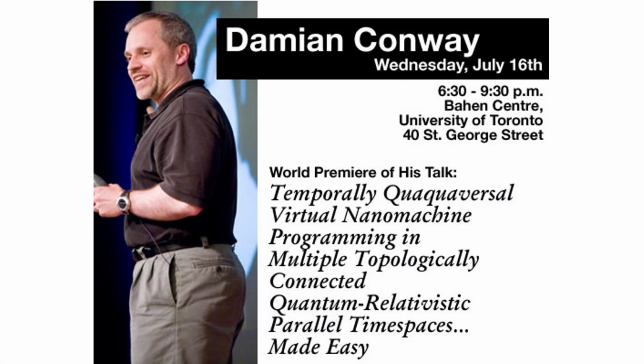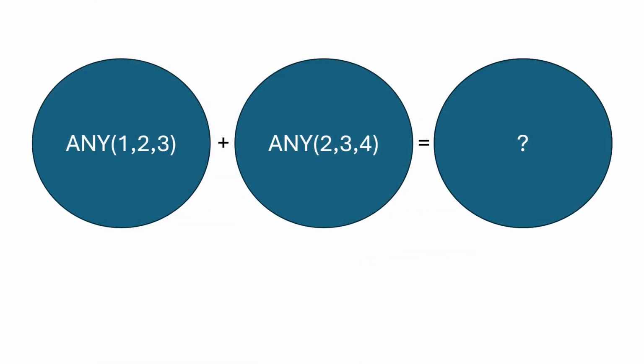So this brings us on to the year 2000, where this guy, Damian Conway, imagined that you could take different values in a variable and superimpose them. So they're not particles anymore, they're variables. And one of these variables has the value 1, 2, and 3 simultaneously. It's not an array or a list, it's a scalar variable, a single value that happens to be superimposed. 1, 2, or 3. It could be any of them.